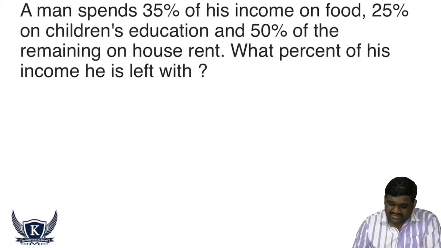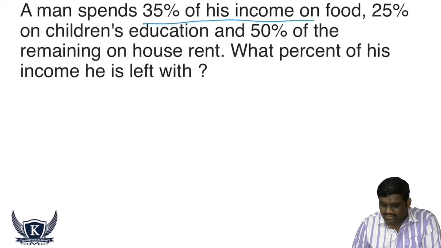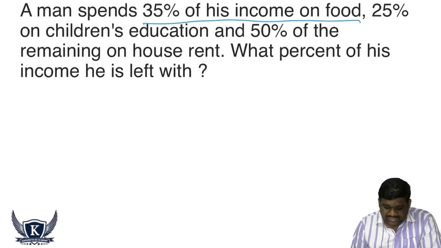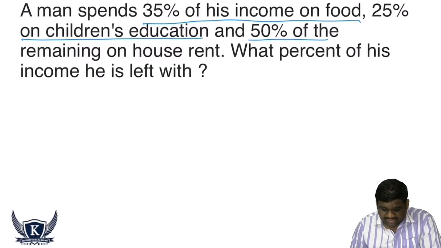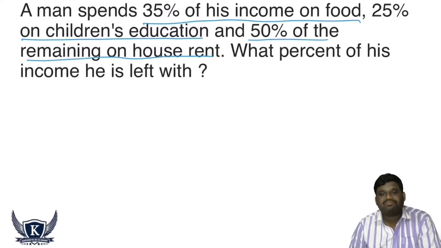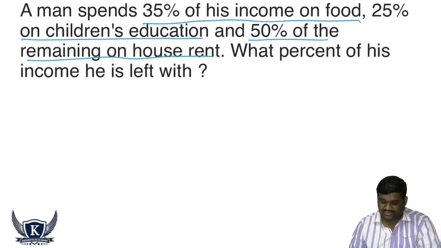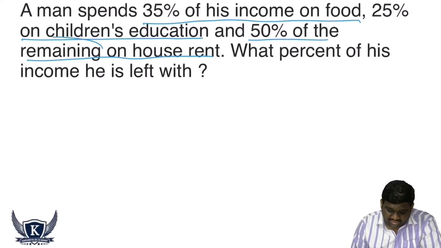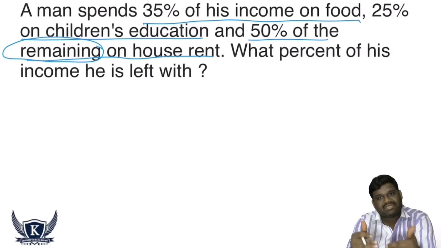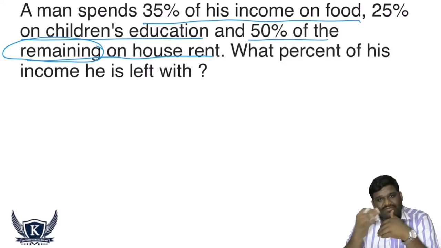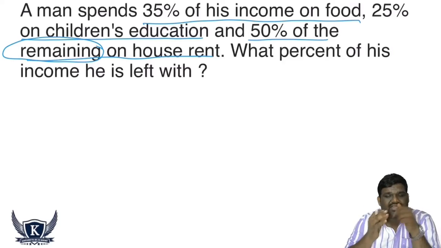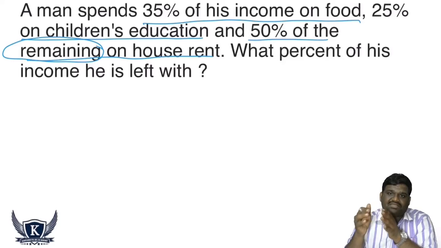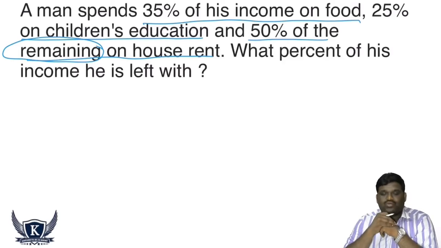A man spends 35% of his income on food, 25% on children's education, and 50% of the remaining on house rent. You need to be very careful while answering this type of question. Here they are asking about the remaining. That means he will spend something first. After spending, there will be a remaining amount of which 50% is spent on house rent.